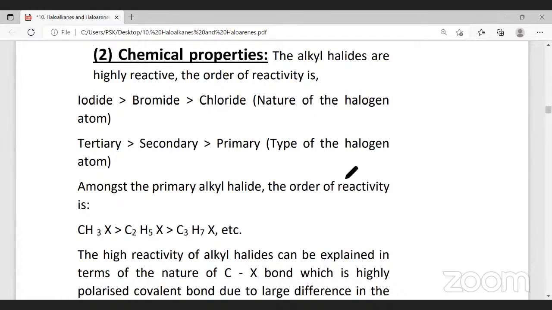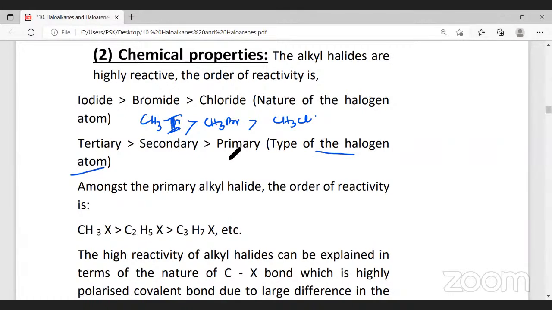Meaning, if I have methyl iodide, methyl bromide, and methyl chloride, amongst these the order of reactivity will be: methyl iodide will be more reactive than bromides and chlorides because iodine is a larger atom. Therefore, the bond strength will be lesser, and therefore it's reactive.